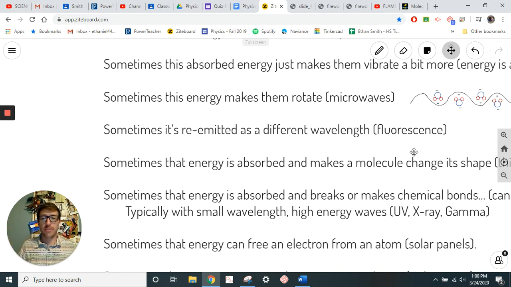And we call this phenomenon fluorescence. And this is everywhere. This happens all the time. Things will fluoresce, they absorb, and they re-emit as a slightly different wavelength, right? They don't pass along perfectly. They re-emit it just slightly changed.